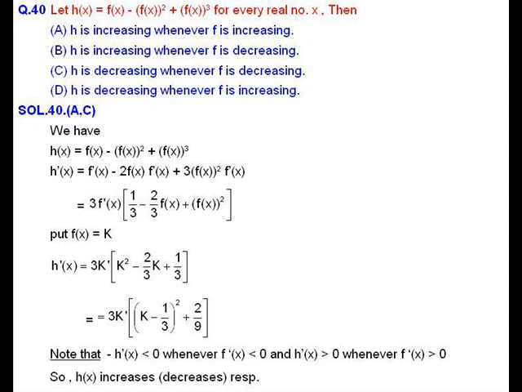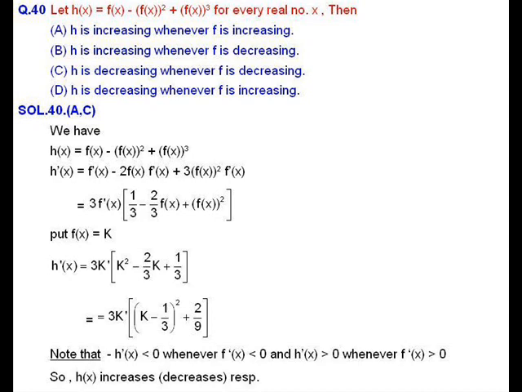Now rewrite this function. So we have h dash x is equal to 3 times f dash x times (1 by 3 minus 2 by 3 f(x) plus f(x) whole square). So basically the sign of h dash depends on f dash and f. We can rewrite h dash x as 3 times f dash x times ((f minus 1 by 3) whole square plus 2 by 9).